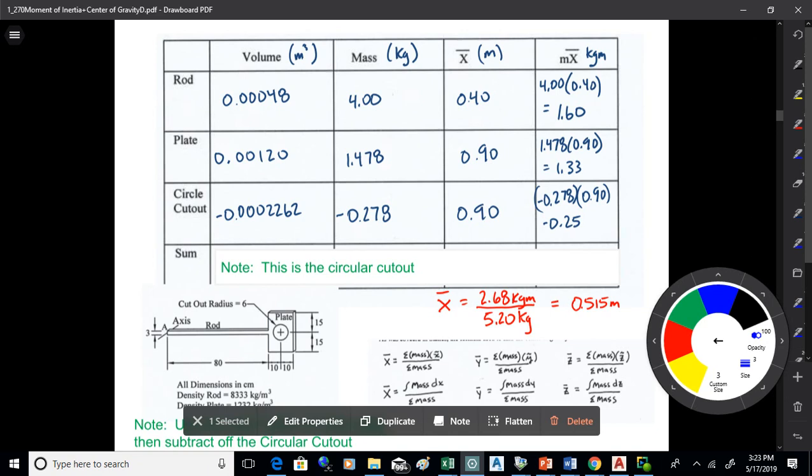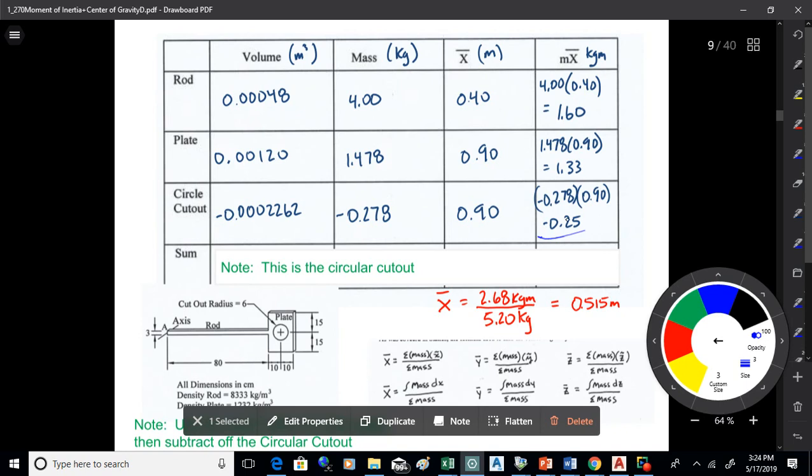So the volume there on the circular cutout, we got the mass at negative 0.278. The x-bar distance is 0.9. So when I multiply those together, I get the total mass times x-bar.